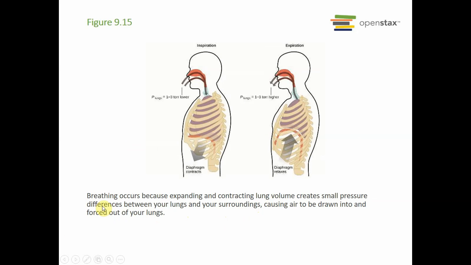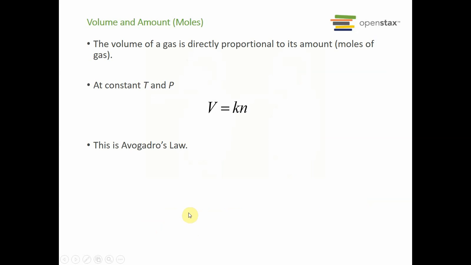Breathing occurs because expanding and contracting lungs create small pressure differences between your lungs and the surroundings, causing air to be drawn into and forced out of your lungs.